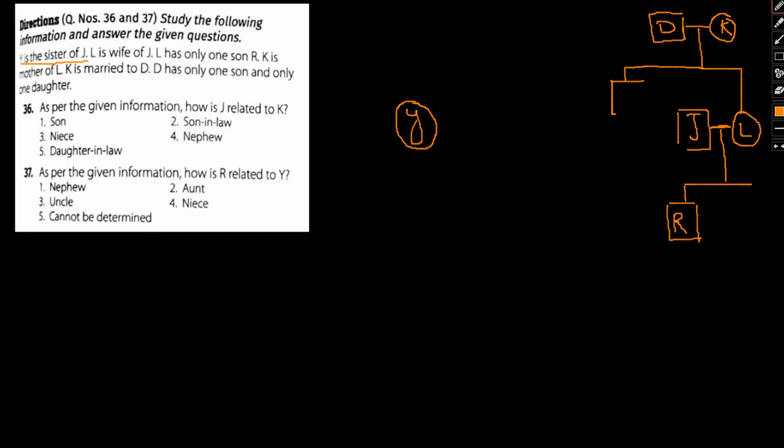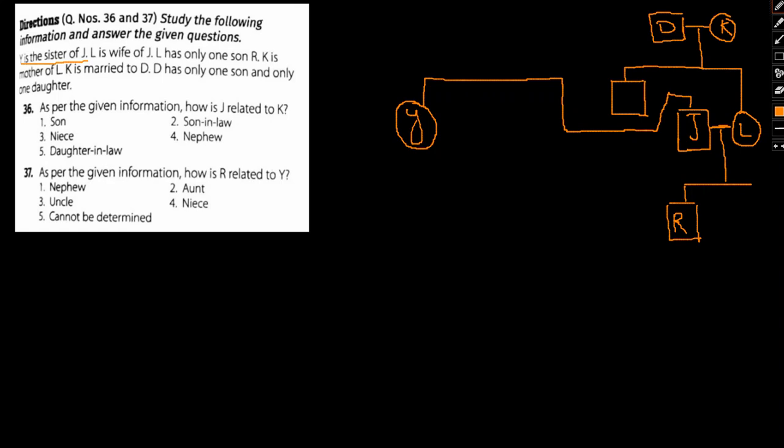D has only one son, and these two, Y and J, are basically siblings. So this is more or less the family tree that I have created. Y and J are siblings. J is married to L. J is the brother, Y is the sister. Mother of L is K, father of L is D. So husband and wife, these are the father and mother. J has one son, R. Now this is our family tree. So yes, D has only one son and only one daughter.